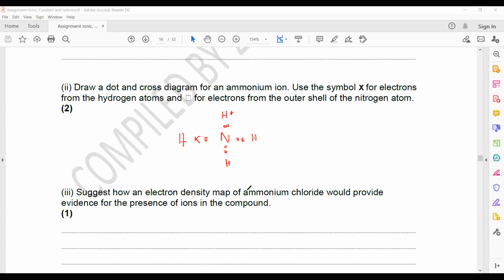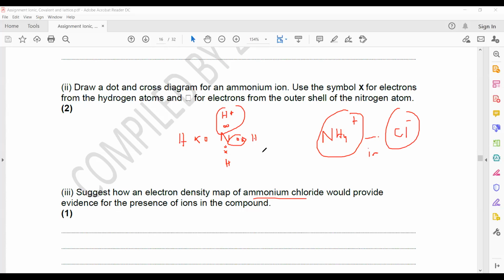Suggest how the electron density map of ammonium chloride would provide evidence for the presence of ions. Look, what is ammonium chloride? It means the ammonium ion will be there. Ammonium chloride has an ionic bond, a covalent bond, as well as a dative bond. What is the ionic bond? Because there is an attraction between a positive and negative ion, so there will be an ionic bond. There is a dative bond between nitrogen and hydrogen, and also a simple covalent bond. So it contains all three bonds.